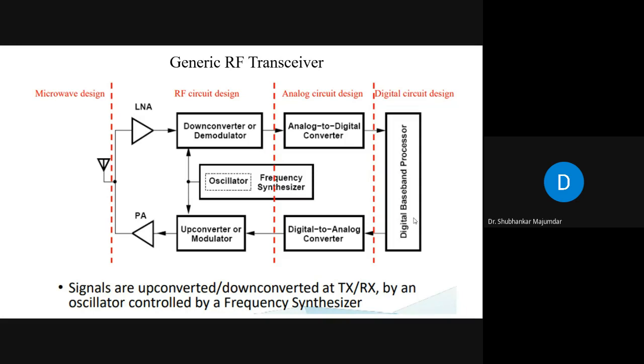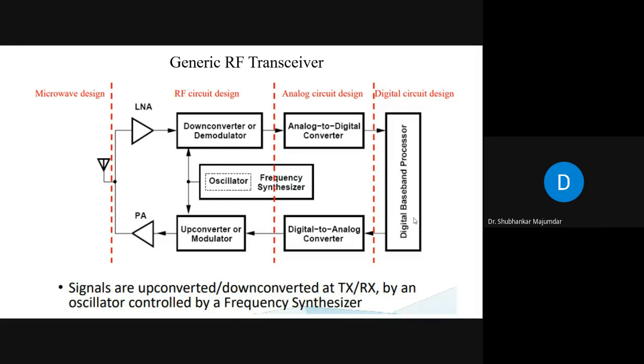After that, the RF circuit design comes into the picture, where the power amplifier is connected with converters or modulators, and the low noise amplifier is connected to the down converters or demodulators. Both are synchronized by oscillators, which give the desired frequency by which they are synchronized.